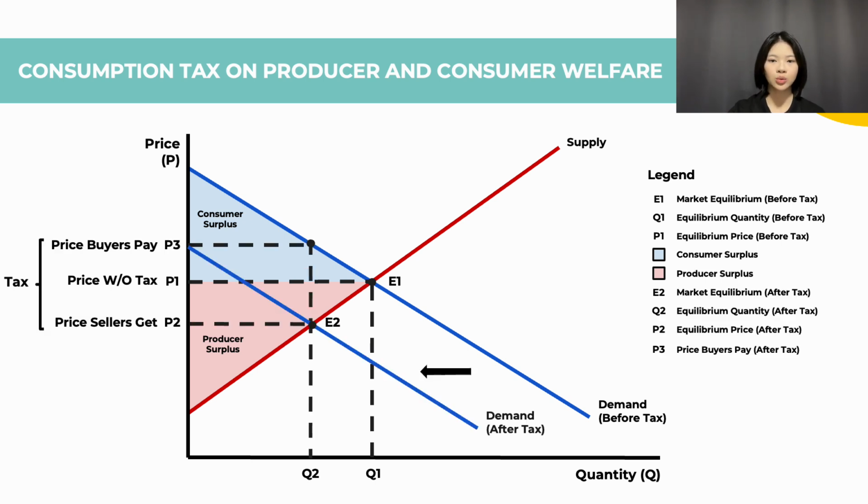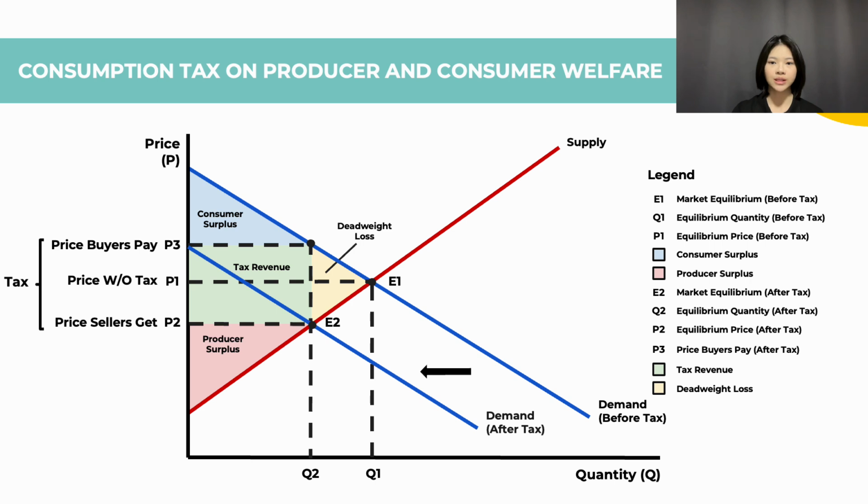Now, what happens when a tax is introduced? The introduction of the consumption tax causes a leftward shift of the demand curve. As a result, the equilibrium point becomes E2, with equilibrium quantity and price decreasing to Q2 and P2 respectively. P2 becomes the price received by sellers, while consumers pay the total price of P3, which includes the tax. The additional amount paid by consumers will be collected by the government as tax revenue.